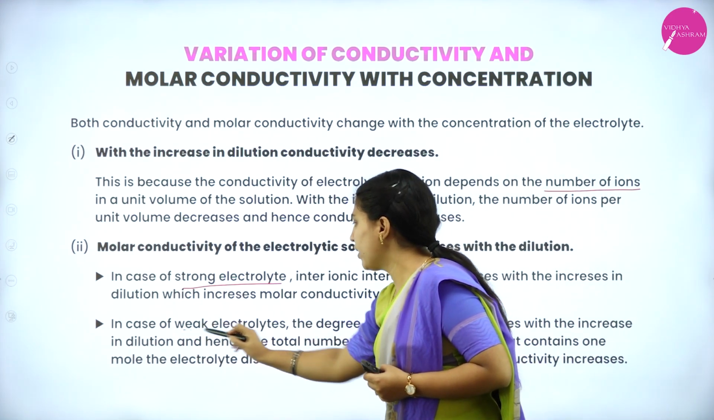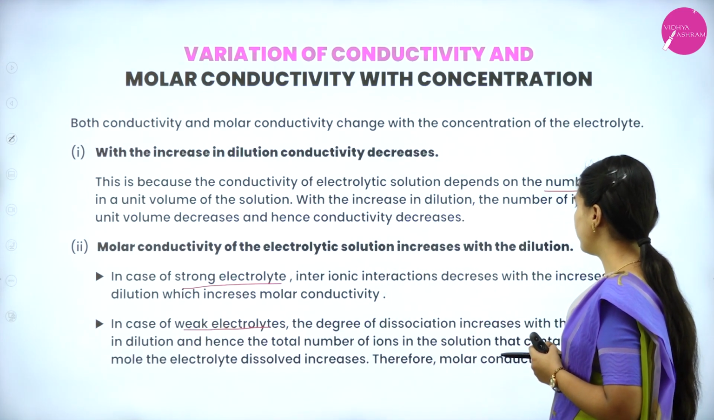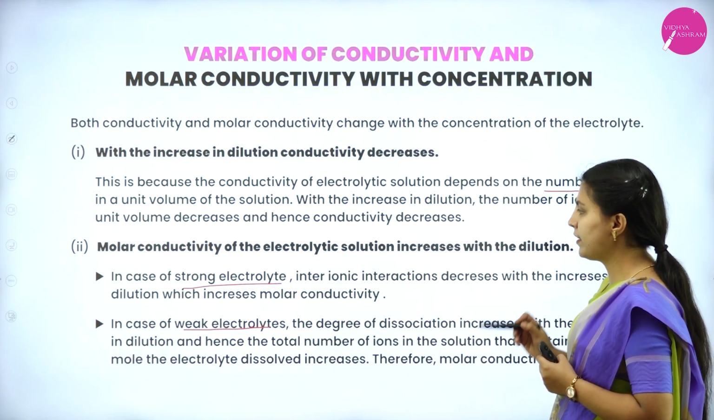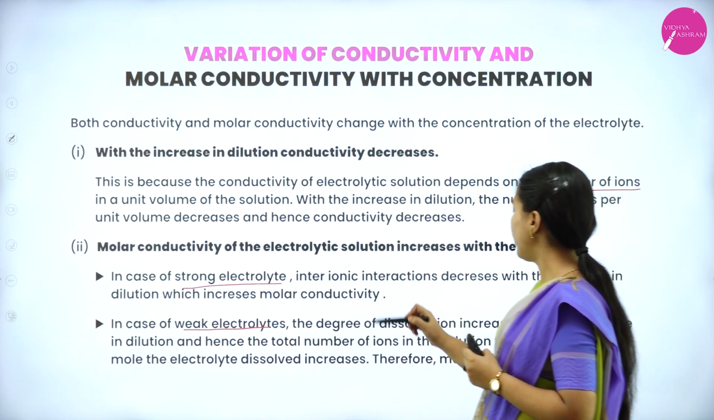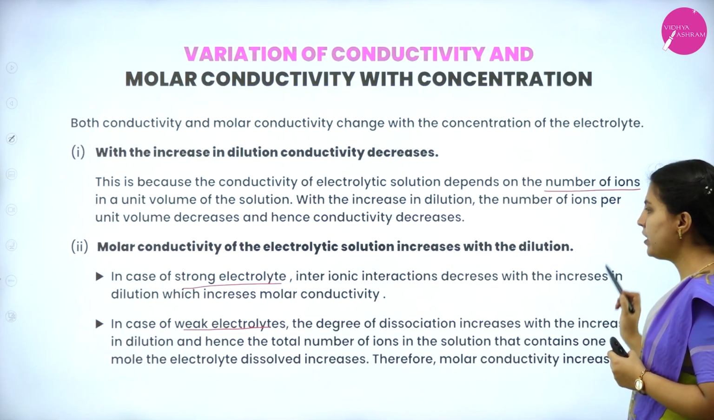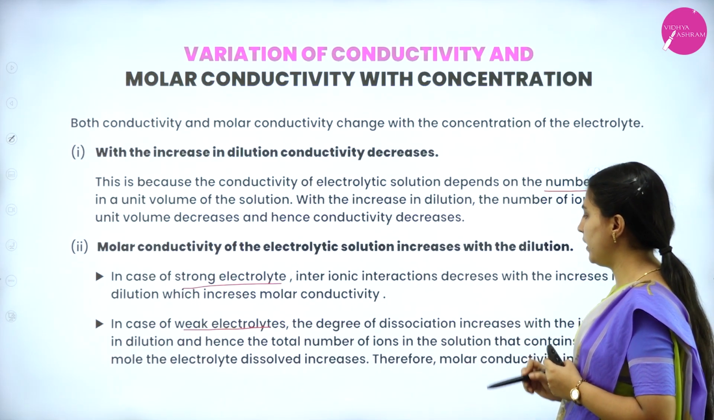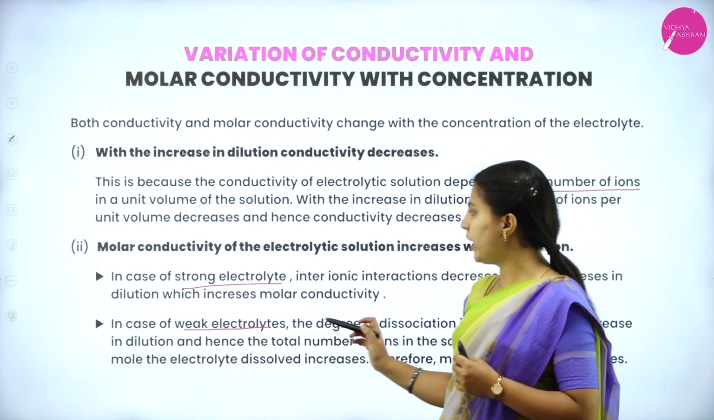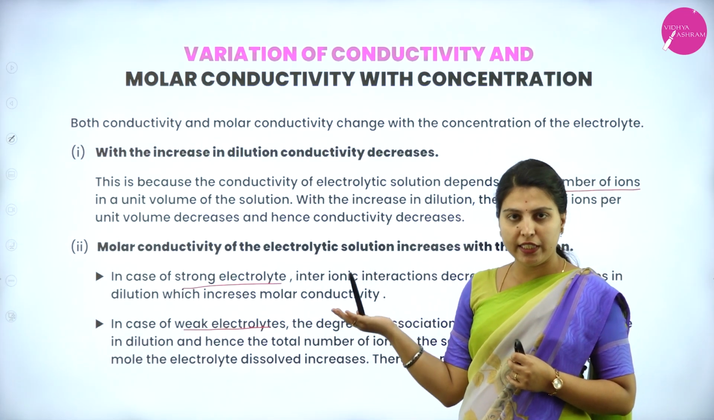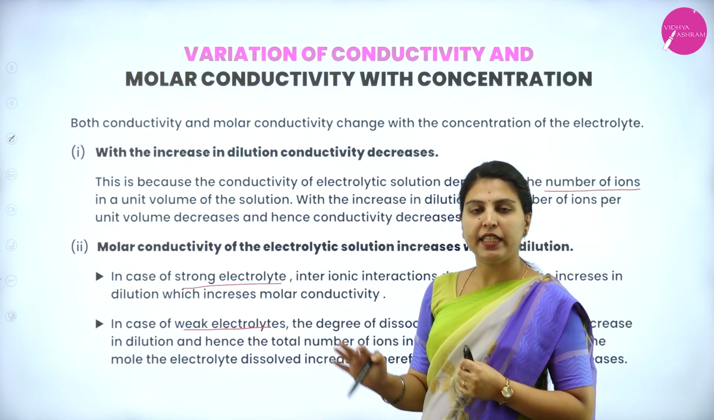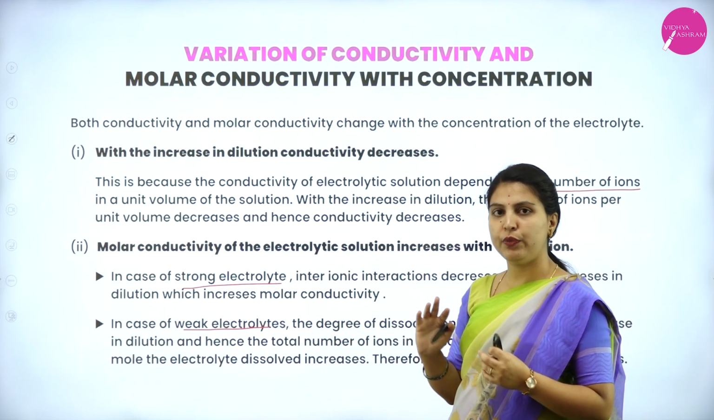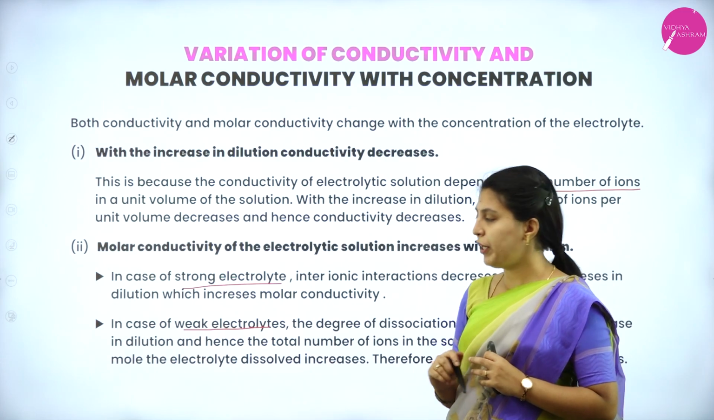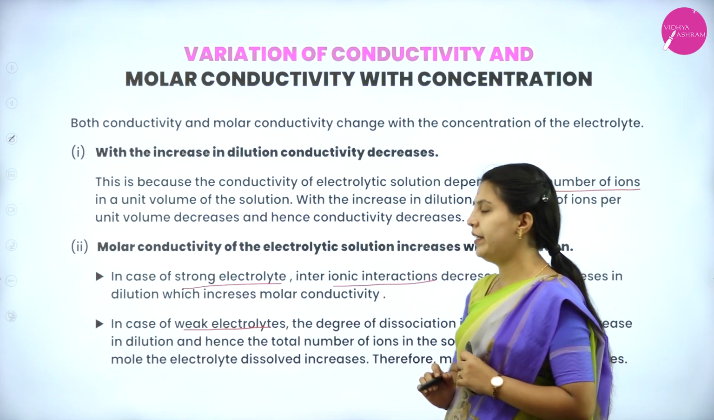In case of a weak electrolyte, the degree of dissociation increases with increase in dilution. Hence, the total number of ions in the solution that contains 1 mole of the electrolyte dissolved increases. Therefore, molar conductivity increases. In a strong electrolyte, molar conductivity will increase with dilution, but in a weak electrolyte, it will be vice versa because of interionic interactions.